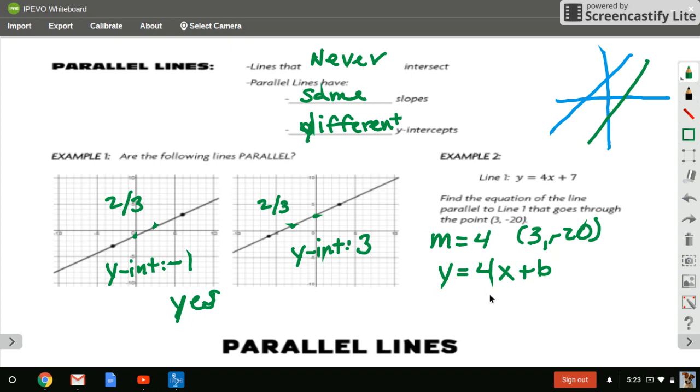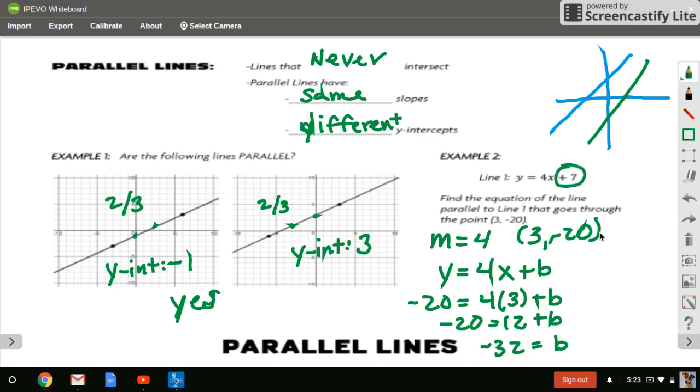Given this point, all we have to do to find our y-intercept is plug in 3 for x and -20 for y. So -20 is equal to 4 times 3 plus b. Multiplying that out, we get -20 is equal to 12 plus b. Solving for b, we subtract 12, and we get -32 is equal to b. So that y-intercept is not the same as 7, but we do have the same slope. So our equation would be y is equal to 4x minus 32. And that's our parallel line.